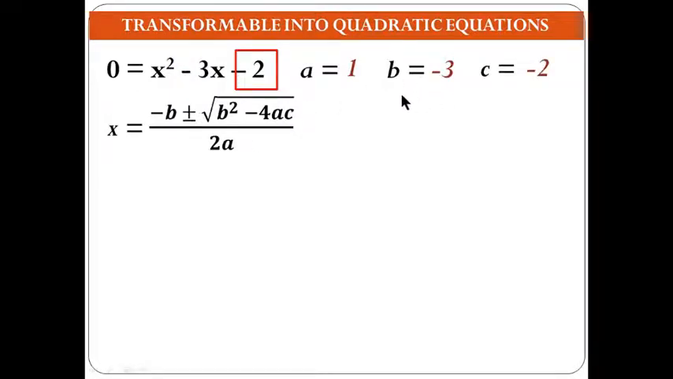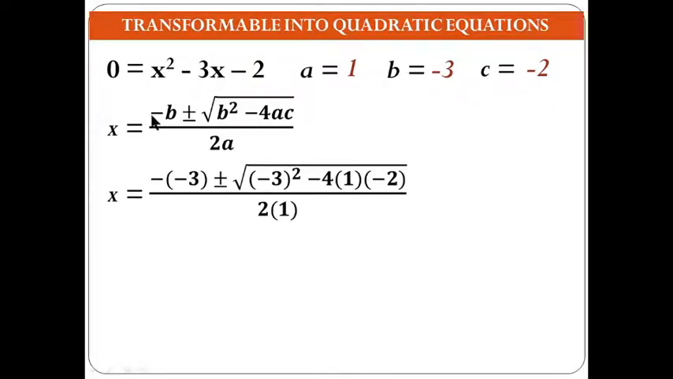Now, substitute all the given values. So, yung ating negative B, B is negative 3. Positive, negative. So, B is negative 3 minus 4. Then 4. A is 1. Ito. Then, C is negative 2. All over 2 times A. So, A is 1. After substituting all the given values, simplify naman siya.